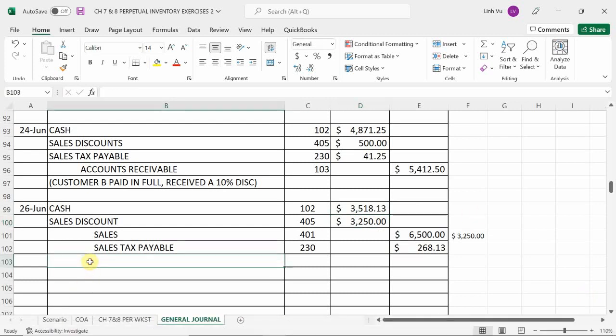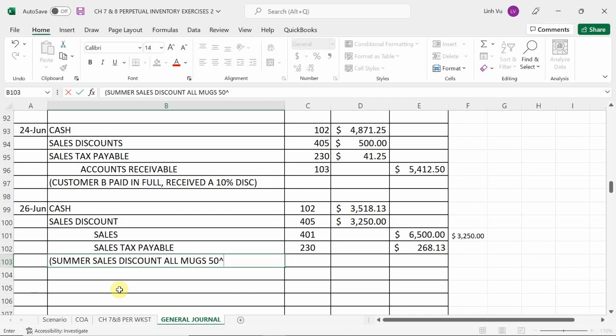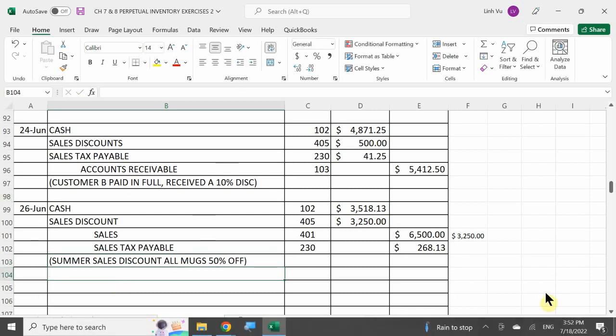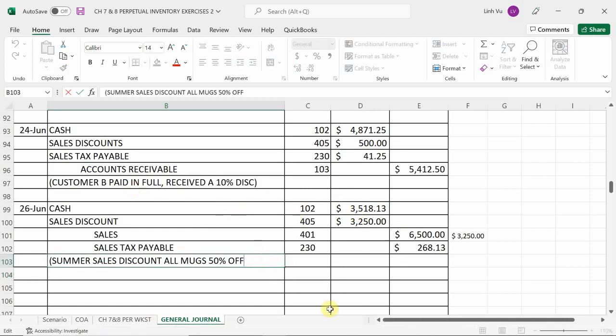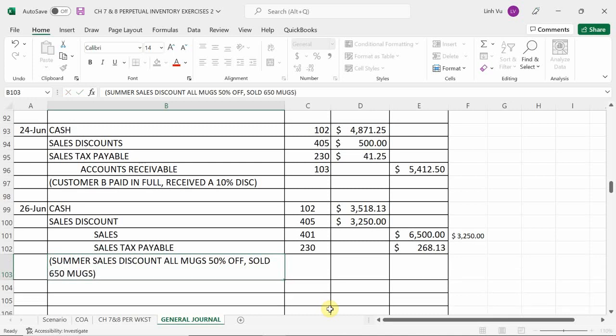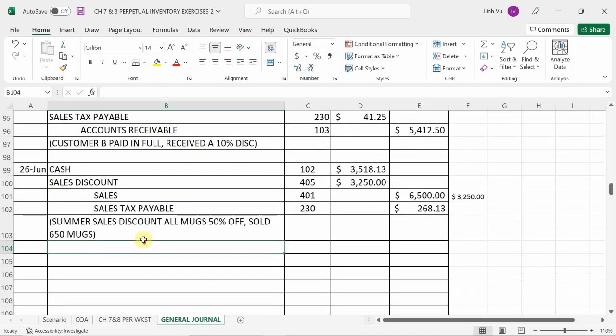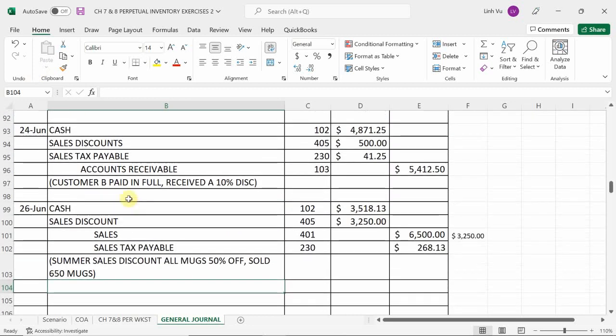So in this case, how do I record this? I'm going to make sure that I put this in there saying summer sales discount, all mugs 50% off. Okay. And then how many did you sell? Sold 650 mugs. Okay. So if I sold 650 mugs, what does that mean?